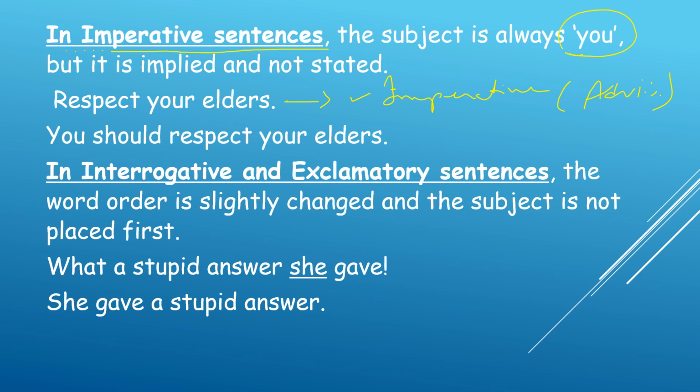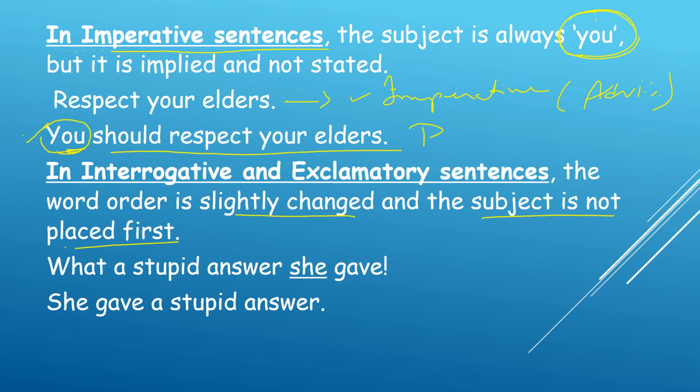So here you do not have the subject. The subject "you" is understood. So in an imperative sentence, we do not have the subject, but the subject is understood. If we transform the imperative into an assertive sentence, it will be: You should respect your parents. So "you" will become our subject and the rest is our predicate. Now let us see other kinds of sentences. If it is an interrogative or exclamatory sentence, the word order is slightly changed and the subject is not placed first.